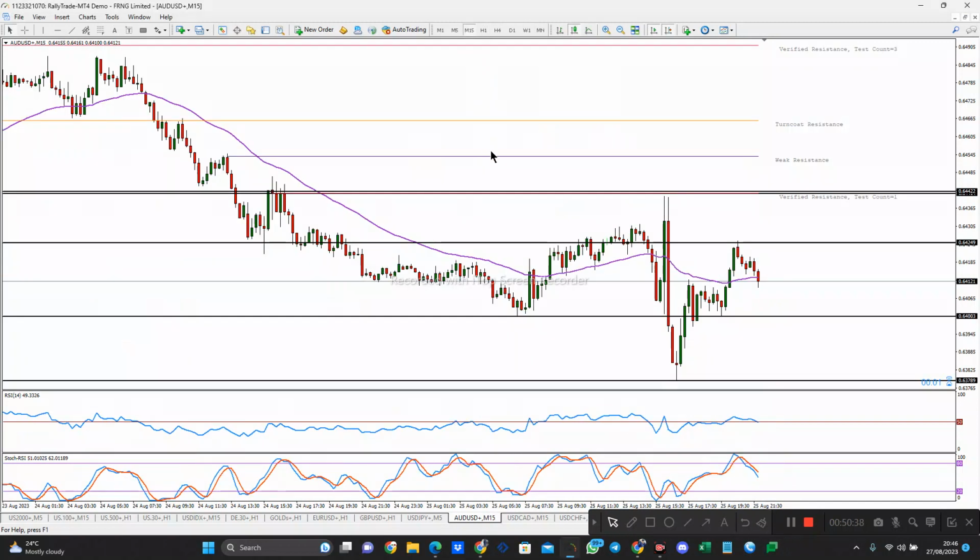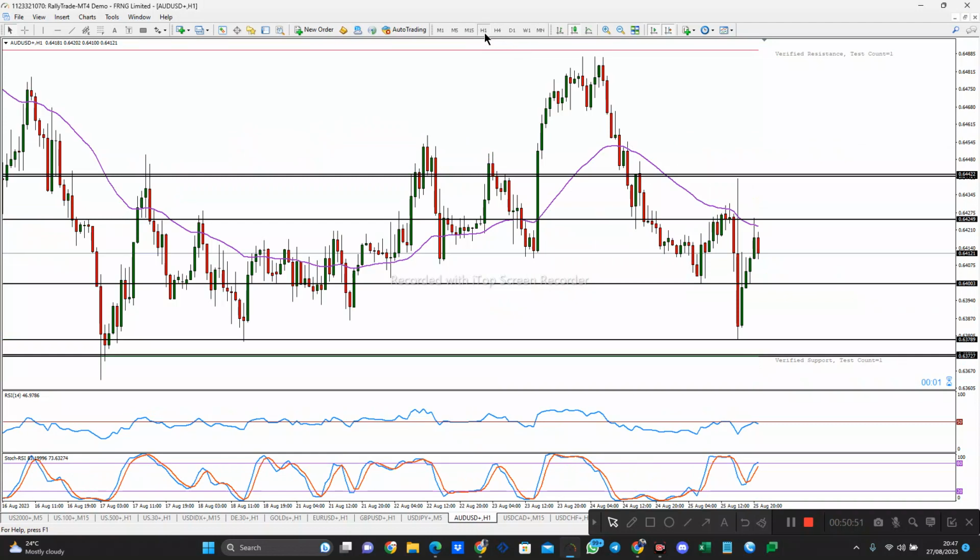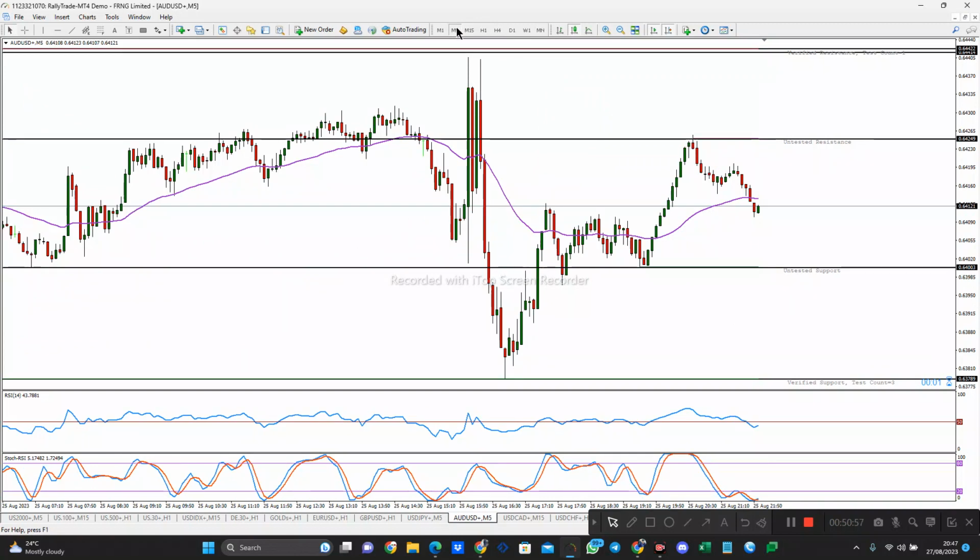So on 15 minutes you can see it's been going down from here. On 5 minutes it's been going down from here as well, down, down, down. Okay, so that is probably what we want to do.